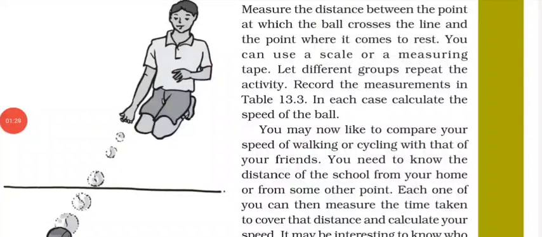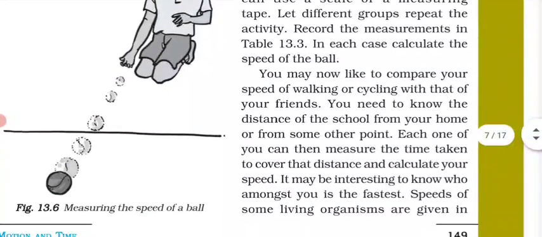We can measure the distance between the 2 points by using a scale or a measuring tape. And we can measure the time by using a watch. So by using the time and the distance, we can easily calculate the speed of any object. We can also compare our speed when we are walking or cycling from one place to another with others.